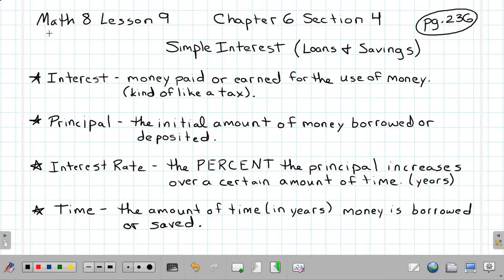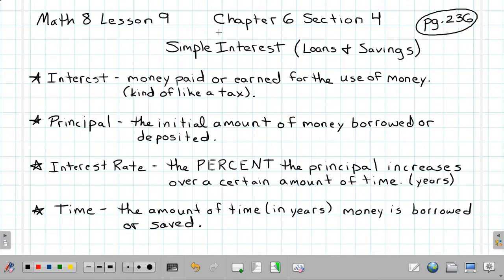Hello, everyone, and welcome to the video for Math 8, Lesson 9. This video is going to deal with Chapter 6, Section 4, which is on page 236 in the book. And this section has to do with simple interest, okay?